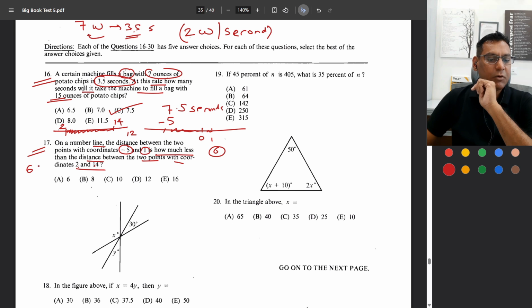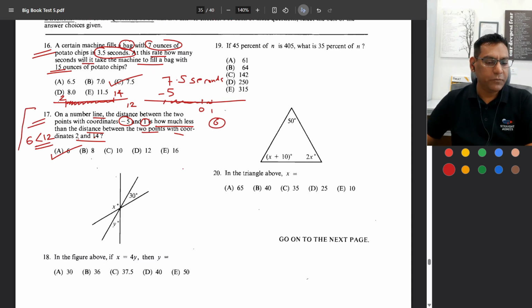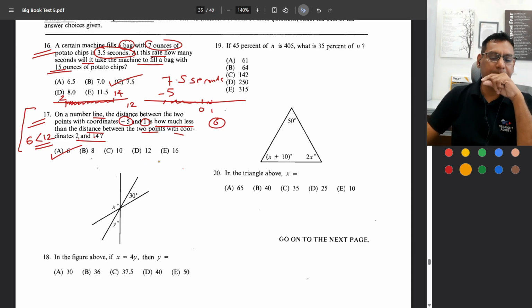So 6 is how much less than 12? 6 is 6 units less than 12. So that is answer choice A. Okay. Very easy, but you should be able to figure out this number line thing, which is fairly straightforward.